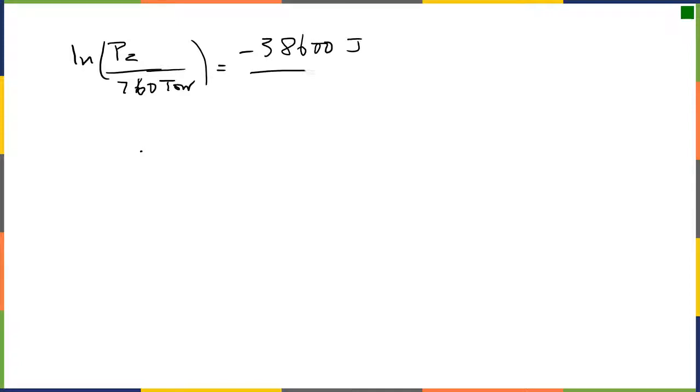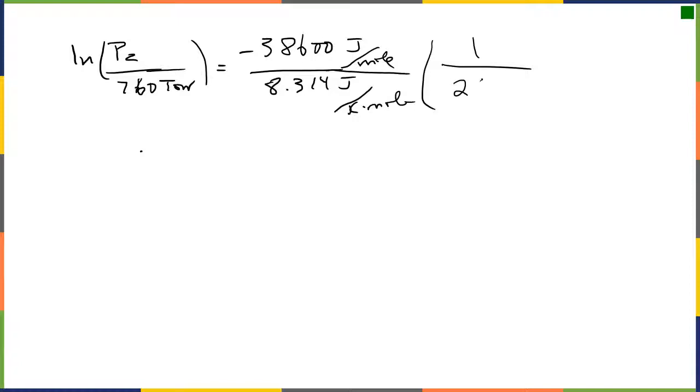Plugging this in, we have the natural log of P2 over 760 torr, and I'm going to use torr for no good reason, is equal to minus 38,600 joules divided by 8.314 joules per K mole. By the way, our joules will cancel, our moles will cancel, and our kelvins will cancel over here in temperature. We want 1 over T2, where T2 was 298 kelvins, minus 1 over T1, and T1 was 351.4 kelvins.